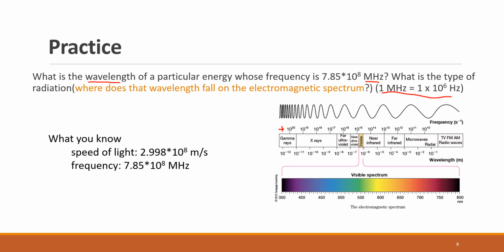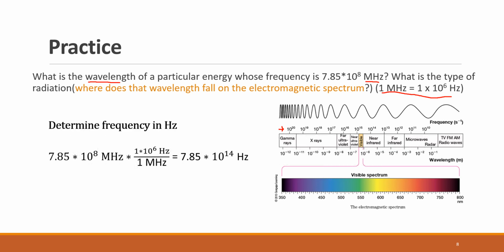So looking at what we know, we have the speed of light, the value c. We also have the frequency in megahertz. So our first step is going to be to convert the frequency from megahertz into hertz and then plug it into the equation. So converting from megahertz, shown here, we multiply by 1 times 10 to the 6 hertz, putting the megahertz in the denominator so they cancel. Once we have that value, we can then plug it into our c is equal to lambda v equation.